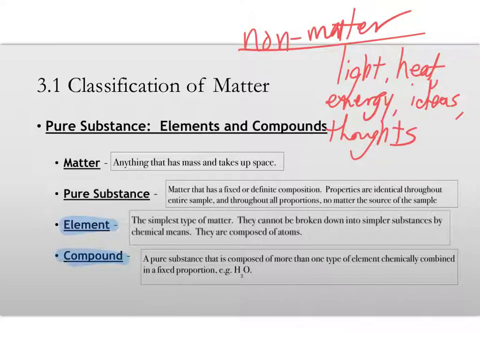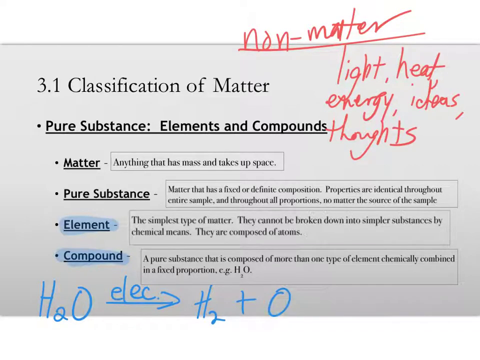For example, if I take water and I add electricity to it, I can break it down into hydrogen gas and oxygen gas. I need to balance that, so I would put 2 in front and 2 in front right there. Now, both of those are elements.